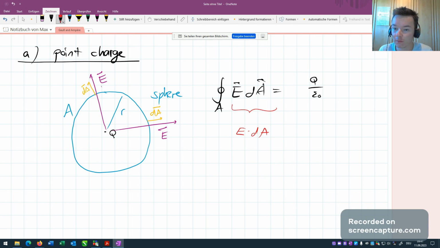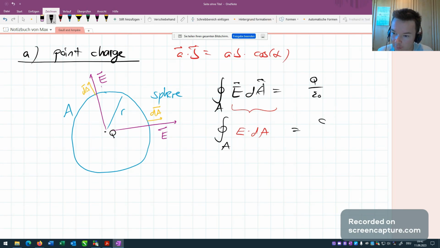That's due to a law which is called A vector times B vector equals A times B times cosine of alpha, where alpha is the angle enclosed by these two vectors. In that case, that would be 0 degrees, obviously, so the cosine is 1, so we can just use A vector times B vector is equal to A times B, which is quite nice for our integral, because in the end, that's going to make the whole story quite easy. Equals Q divided by epsilon 0.